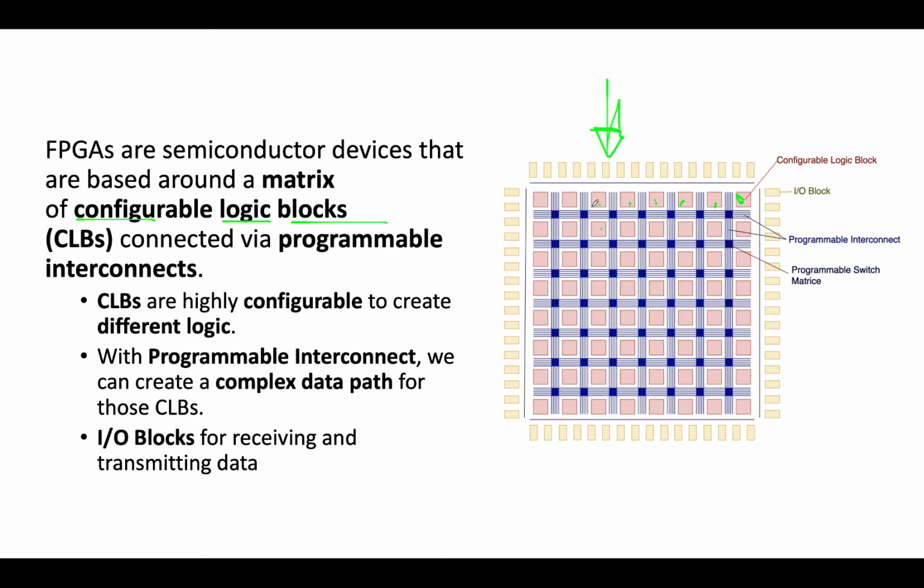Together with the CLB, we have vertical and horizontal interconnect that we can also program. And by programming the interconnect within the FPGA, we can create a complex data path for the CLBs. Finally, there are I/O blocks in this matrix to receive and transmitting data from and to the FPGA.